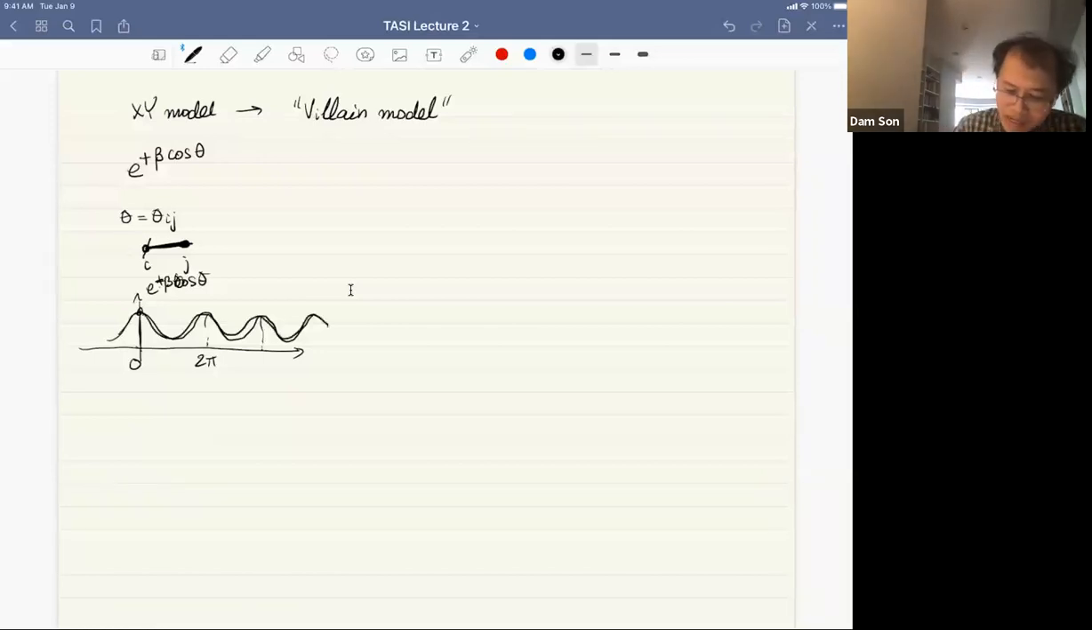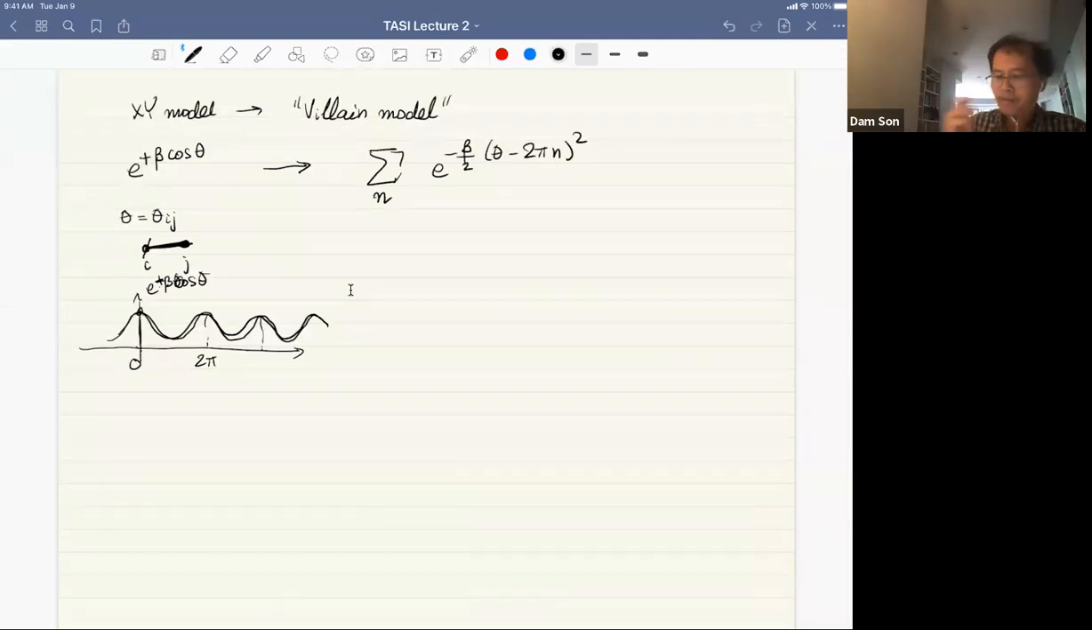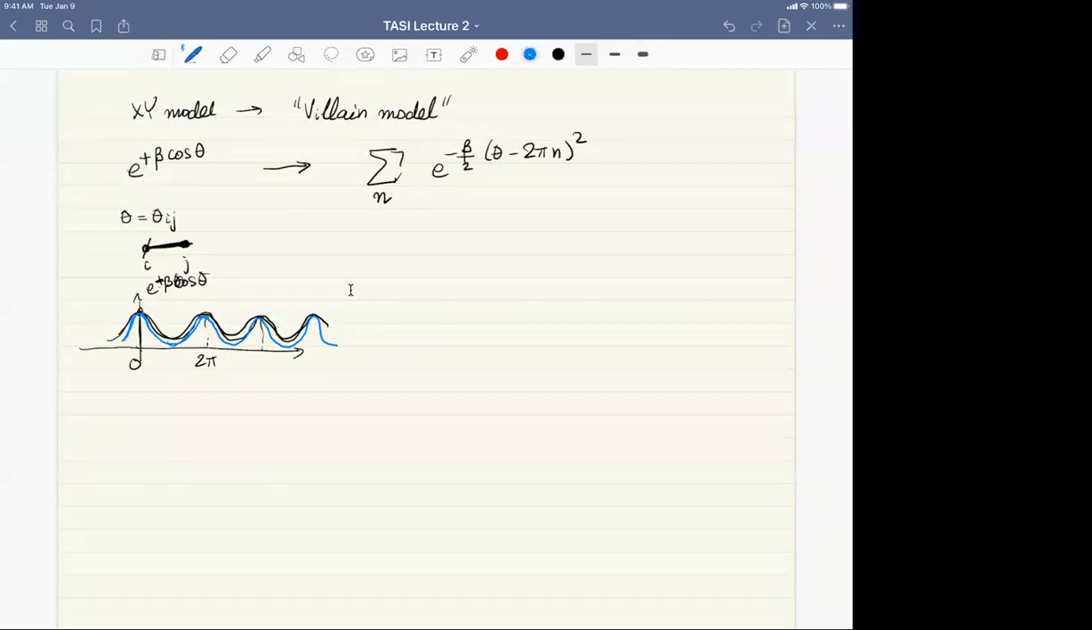And in the Villain model, this periodic function is replaced by a sum over n of e to the minus beta over 2 times (theta minus 2 pi n) squared. So the Villain model replaces this function by another function, which is also periodic and has the same kind of behavior near each of these maxima. I choose the coefficient to be beta over 2 so that it mimics the exponent of e to the beta cosine near each one. It turns out that it's easier to start with the Villain model rather than the original XY model.